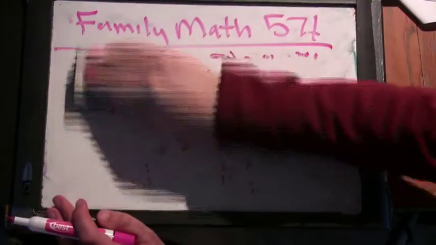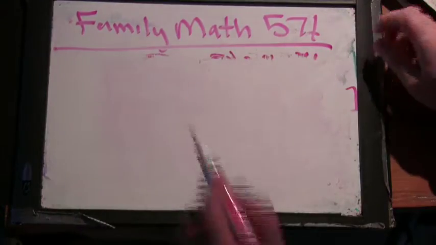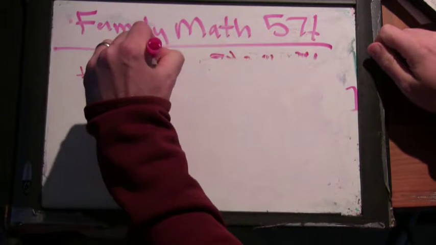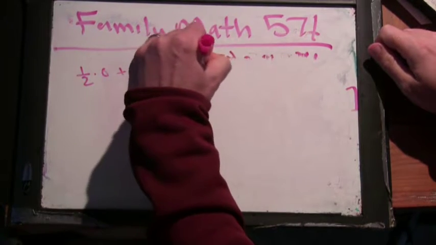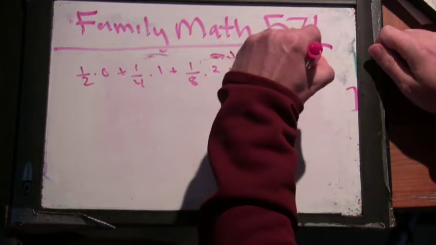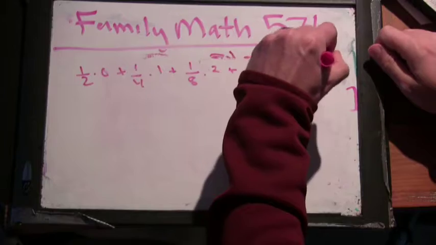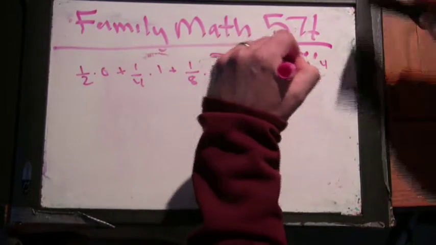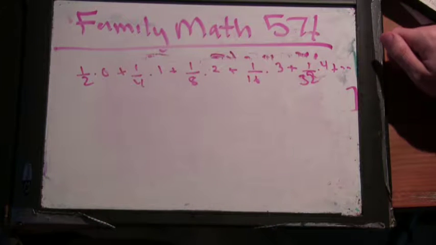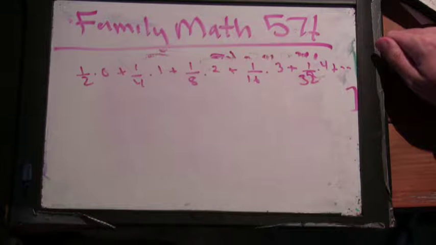Alright, so on to the third part here. Let me write it across the row. A half times 0 plus a fourth times 1 plus an eighth times 2 plus a 16th times 3 plus a 32nd times 4, etc. Now, unfortunately, we don't know how to add up a series like this.